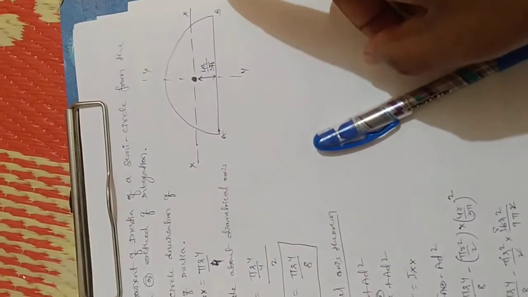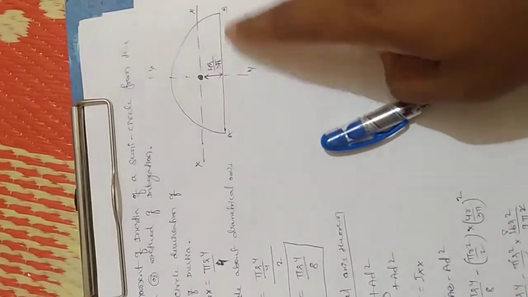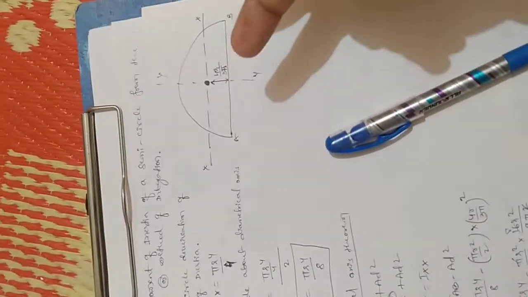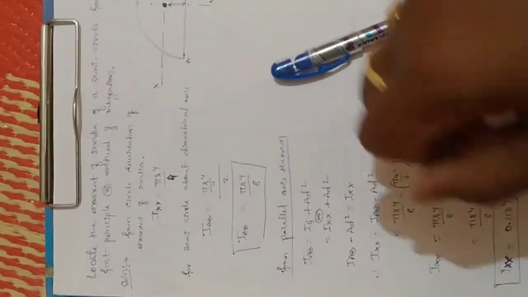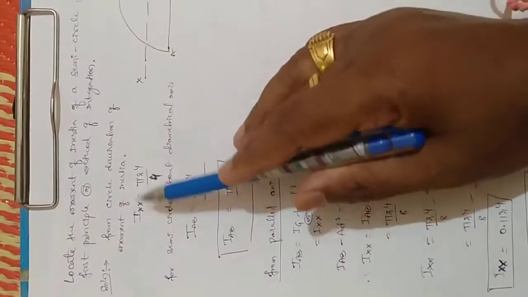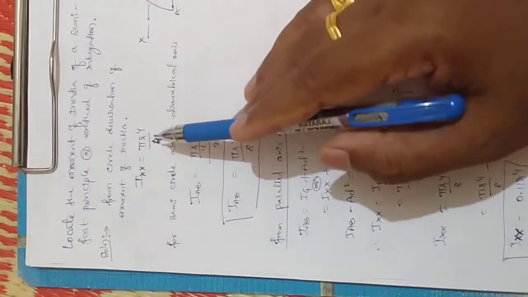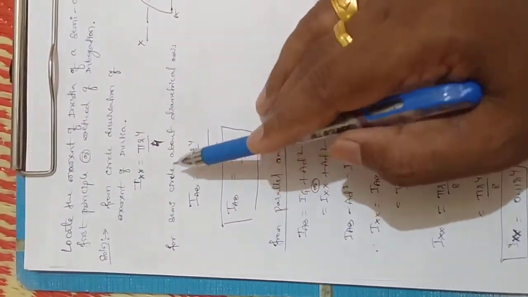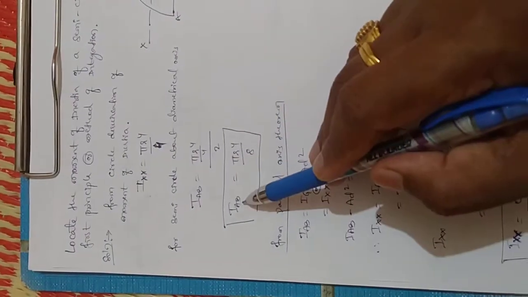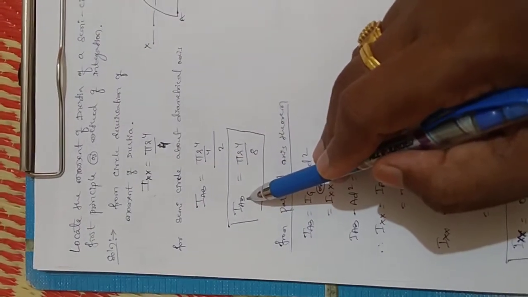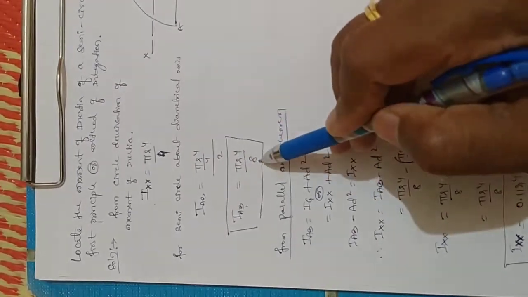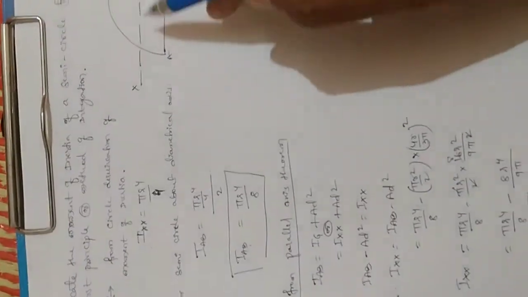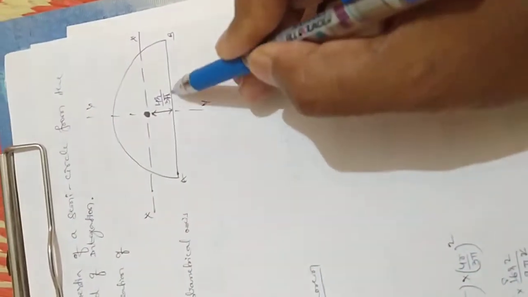As we have done for a triangle, first we calculated about the base, then we applied the parallel axis theorem and found about the centroidal axis. The same approach we will do here. Now with the help of the moment of inertia of a circle, if you divide pi r raised to 4 by 4 by 2, we get the moment of inertia of the semicircle about the base, which is pi r raised to 4 divided by 8. 4 into 2 is 8.